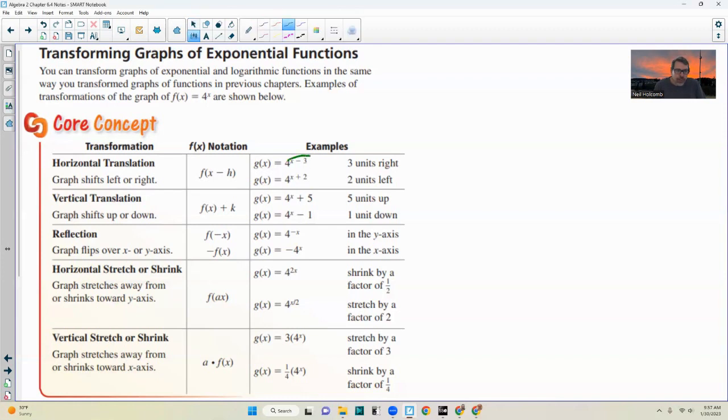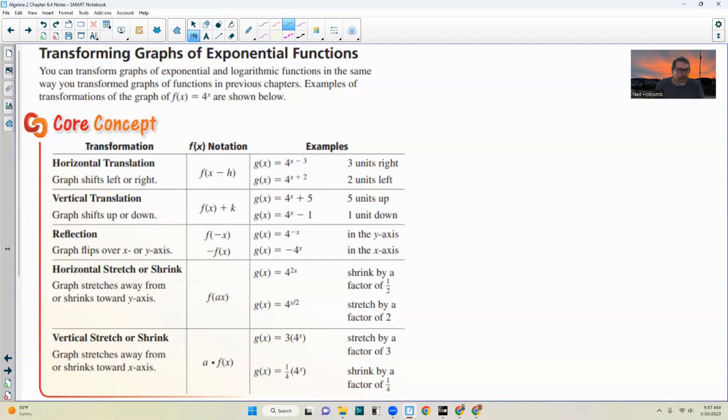So 4 to the x minus 3 as a power, 4 to the x plus 2 as a power, will move it left and right. And it's still opposite directions of the sign as it was before. Vertical translations is when you take a constant and add it or subtract it at the end, f of x plus k. So now we have our 4 to the x parent function right here. f of x is 4 to the x. If you add a constant after it or subtract a constant after it, that moves it up or down respectively.